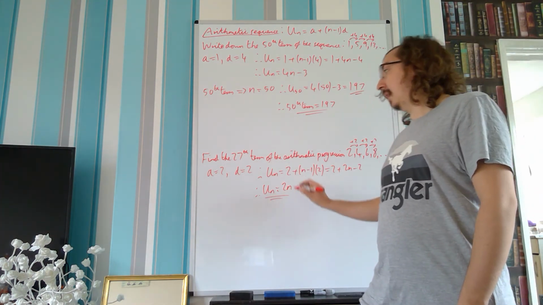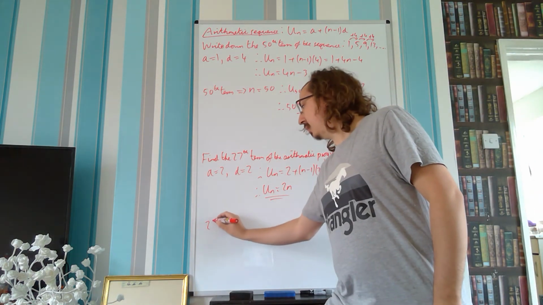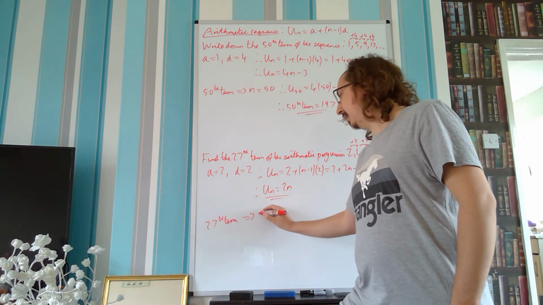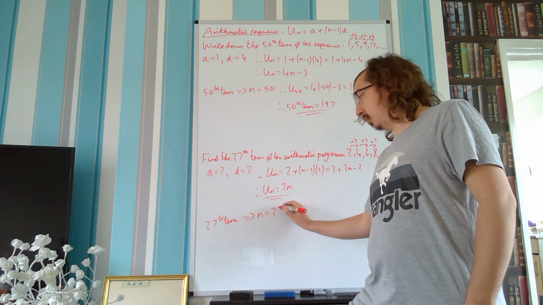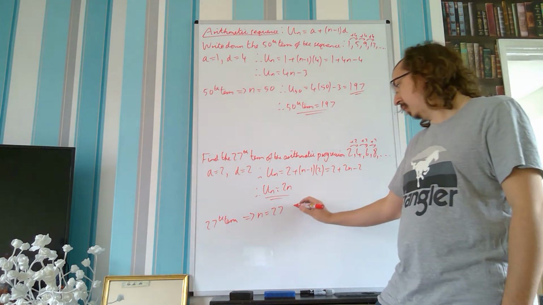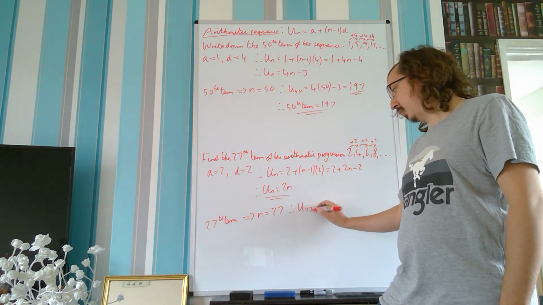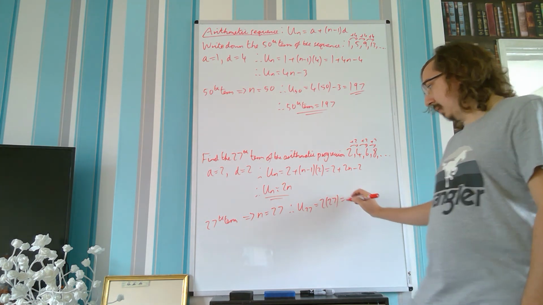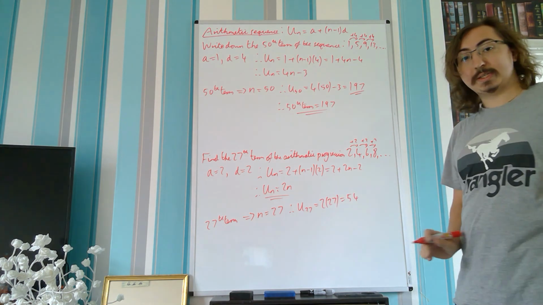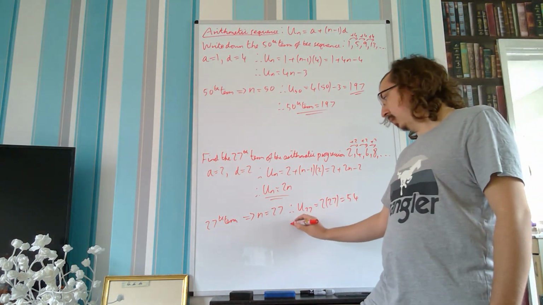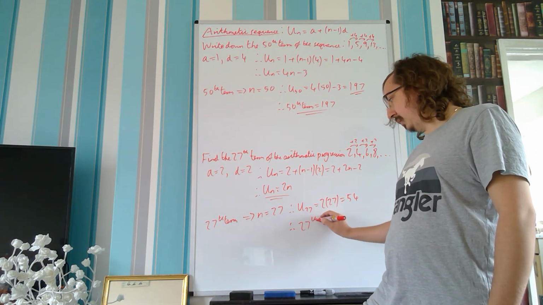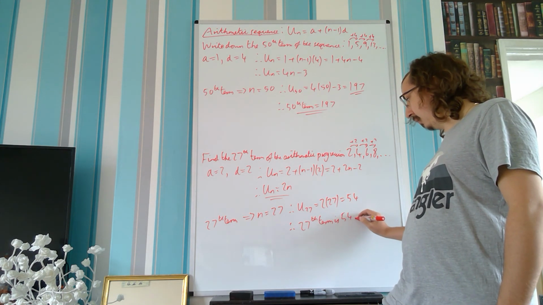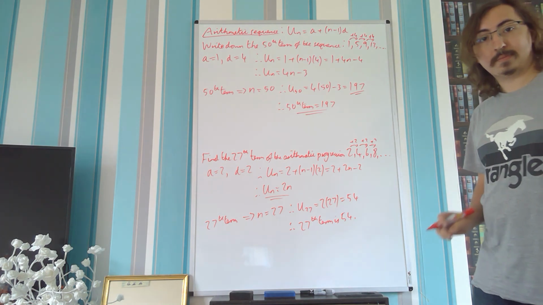We can use that now to find our 27th term, because that just means we're using n = 27. So u_27 is 2 × 27, which is equal to 54. So therefore our 27th term is 54.